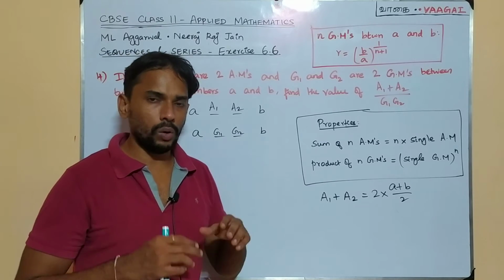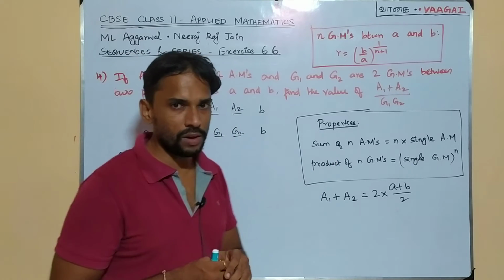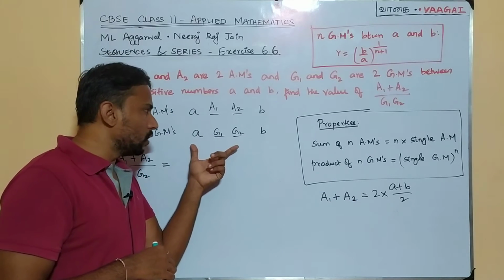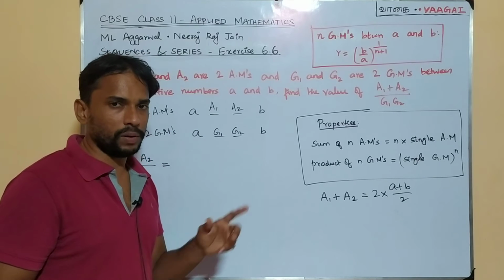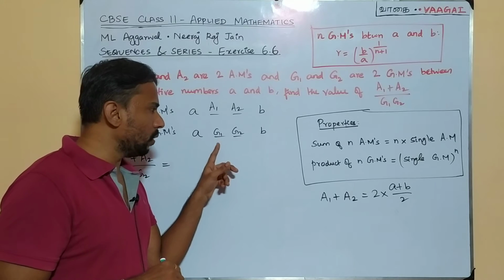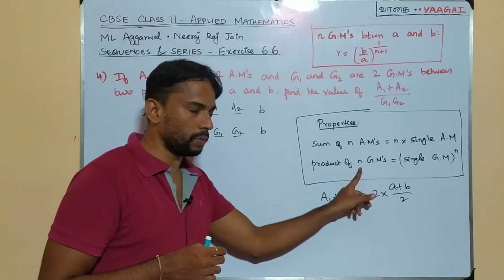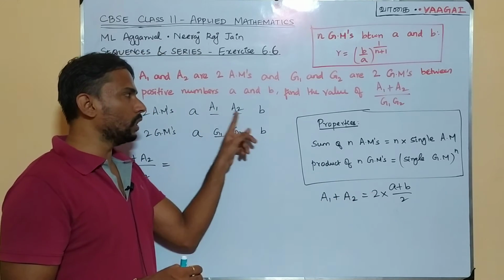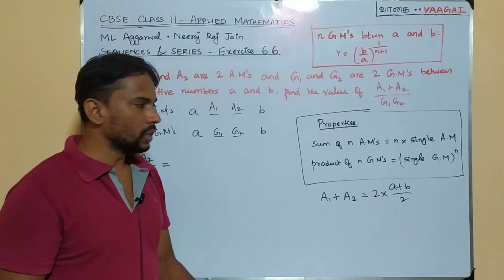Now let us try to use this property to have the second relation. Why? Because here also in our sum, between the same two values a and b, we insert two geometric means. How many geometric means are we inserting? Two, G1 and G2. So as per this property, n value is again 2. Here we are inserting two arithmetic means, n is 2. Here we are inserting two geometric means, again n is 2 only.